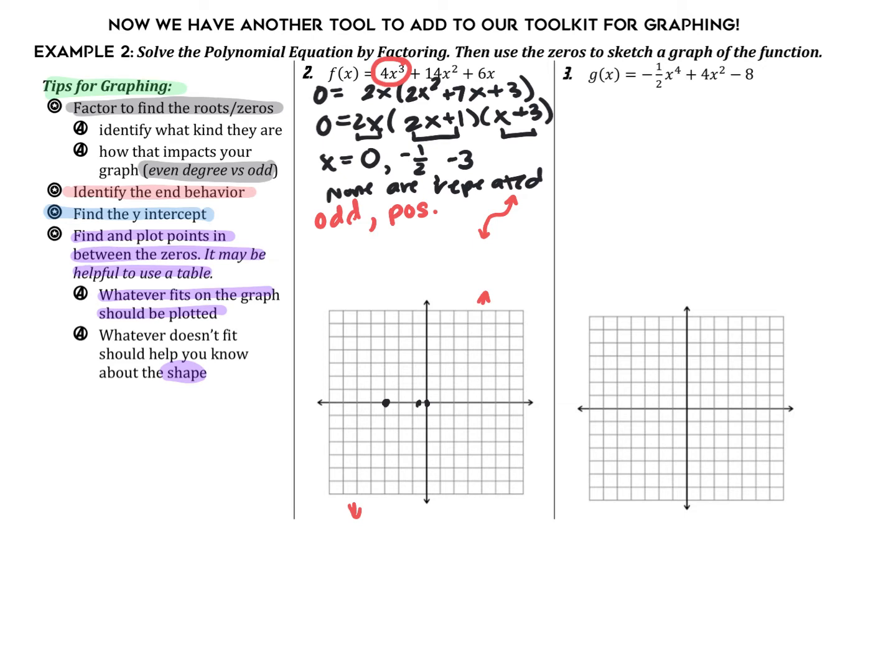Then I'm going to find the y-intercept. If I plug in 0, I get 0, and that point's already plotted. So in this case, that wasn't super helpful for me. And then I'm going to make a table to figure out what's happening between these values.